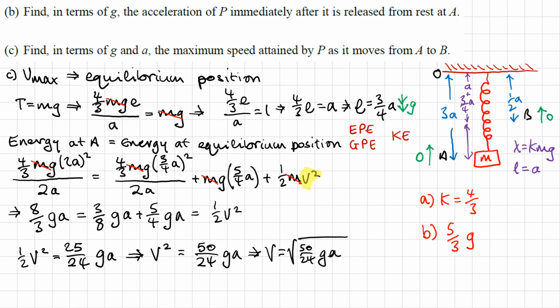Let's put that on the calculator, see if that simplifies a little bit more, and it does. I guess I could leave the answer like this, but we'll get 5√3/6 times root ga, and there are other ways you could write it. You could put all of the g and the a underneath the root sign, but basically that's the maximum speed, and as I said, it occurs at this equilibrium position, and we needed to actually work out the equilibrium position before we could use energy to find out this speed.